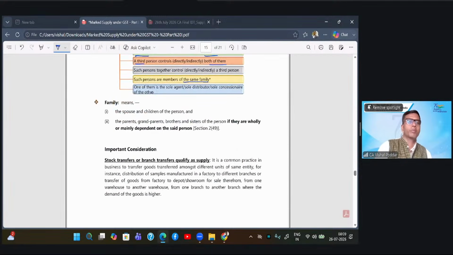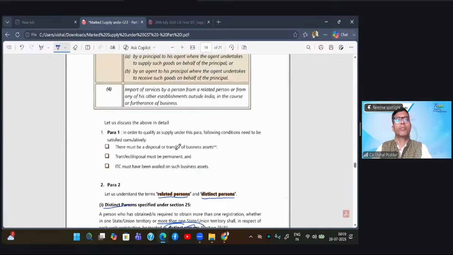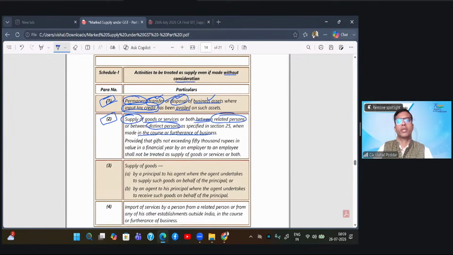family. What is family? So family covers spouse, children, parents, grandparents, brothers, sisters. Now for this category, that is parents, grandparents, brothers, sisters, they have put a condition that they should be wholly or mainly dependent. So wherever, as I was giving example, if I'm giving consultancy free to my brother, and if my brother is wholly dependent on me, then my brother is said to be my related person. And even though I'm giving the consultancy free, I have to discharge GST on that. So Para 2 covers such transactions.